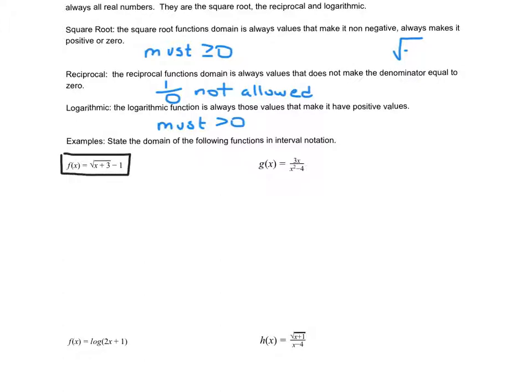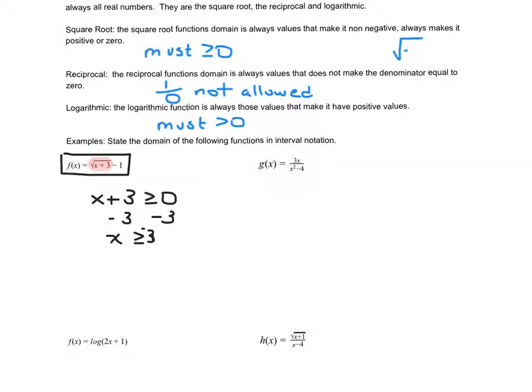So really what we said is we want the square root to be positive. That means all the stuff inside the square root only has to be positive. So I need only the values inside, which are x plus 3, to be greater than or equal to 0. And now this is a very easy inequality to solve. We'll just subtract 3 from both sides. So x must be greater than or equal to negative 3.